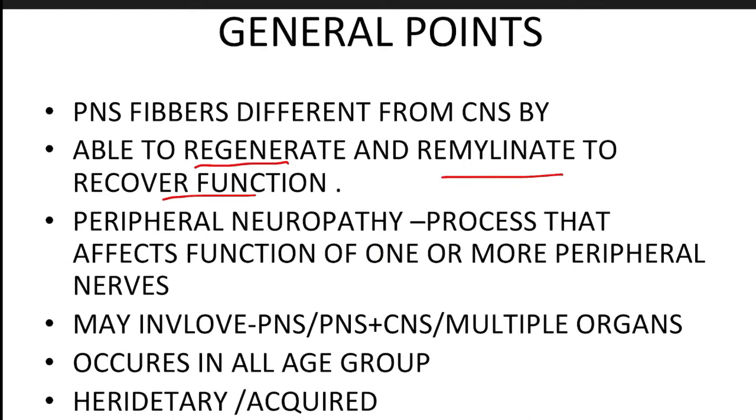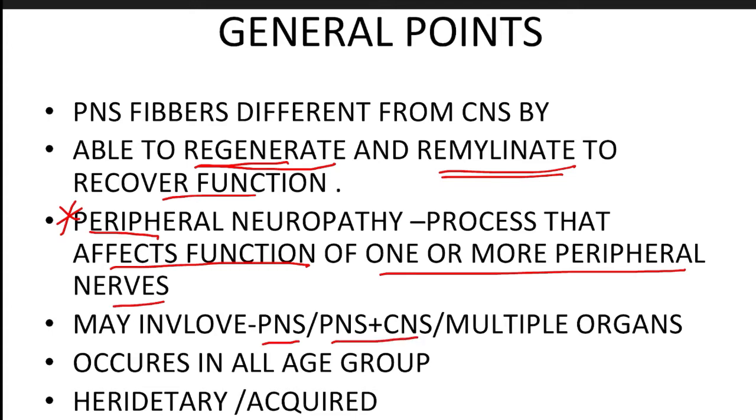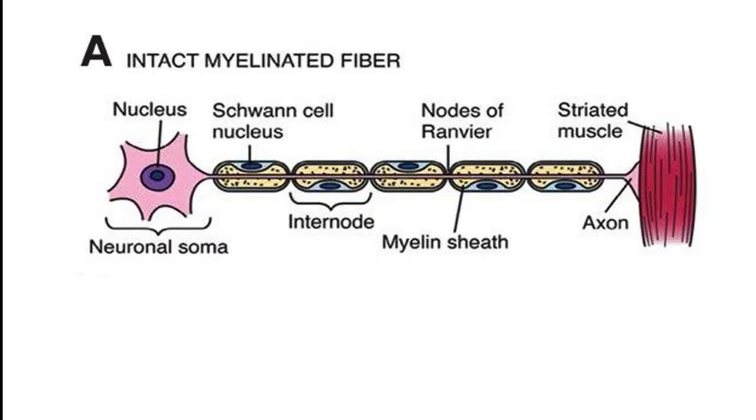There are some general points. The peripheral nervous system fibers differ from the CNS by one thing, and that is they can regenerate and remyelinate. So what is peripheral neuropathy? Basically, it is a process that affects the functions of one or more peripheral nerves, and it may involve the peripheral nerve plus cranial nerve, CNS, or the peripheral nervous system plus multiple organs also. It can occur at any age. It may be hereditary or acquired, as we saw with the different causes.